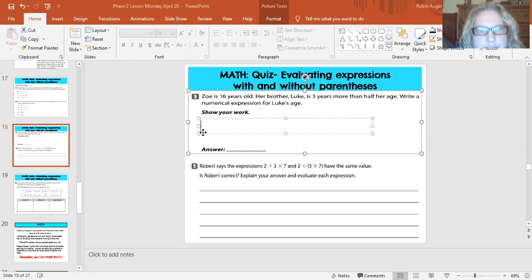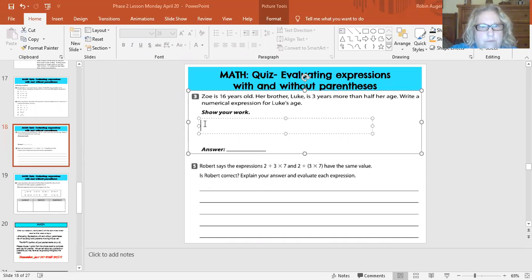Okay, so Zoe is 16. Her brother Luke is 3 years more than half her age. So we have to figure out what half her age is first. And how do we make half out of something? We're going to have to divide it, right? Because if we had 16 cupcakes and we divided them in half between 2 people, how many cupcakes would each person get?